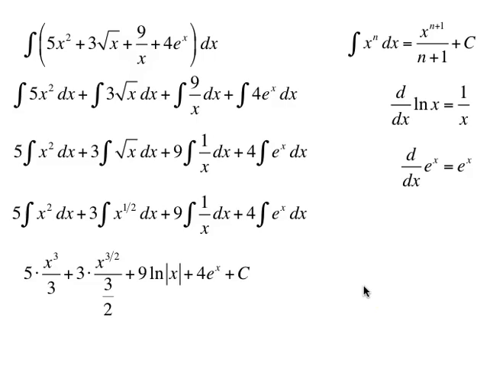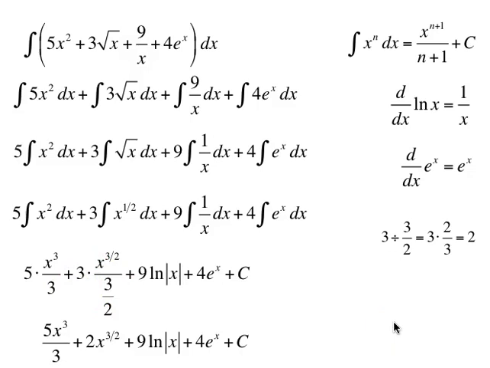We have a little bit of work to do here. 5 divided by 3 is just 5/3. That's not a problem. 3 divided by 3/2. We've got to do that. Invert and multiply. 3 divided by 3/2, 3 times 2/3. We just get 2. So this reduces to 2. So our final answer will be 5x to the 3rd over 3 plus 2x to the 3/2 plus 9 natural log of absolute x plus 4 e to the x plus c.